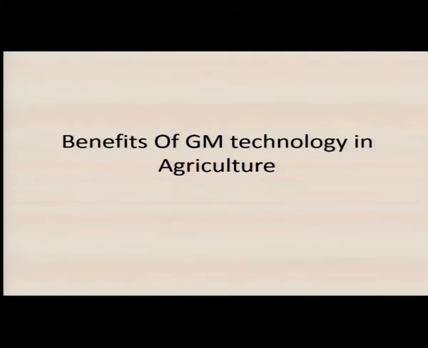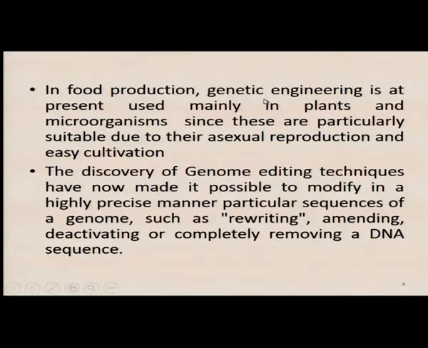In this lecture, I'm going to discuss certain genetically modified crops and the application of genetic engineering in improving different aspects of crop plants. So, the benefits of GM technology in agriculture. GM stands for genetically modified crops or genetic manipulation technology. In food production, genetic engineering is at present used mainly in plants and microorganisms since these are particularly suitable due to their asexual reproduction and easy cultivation.